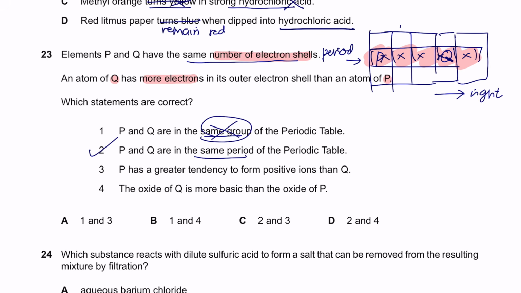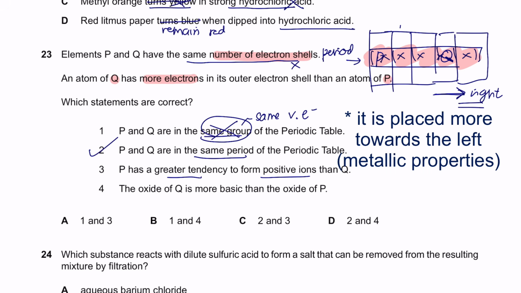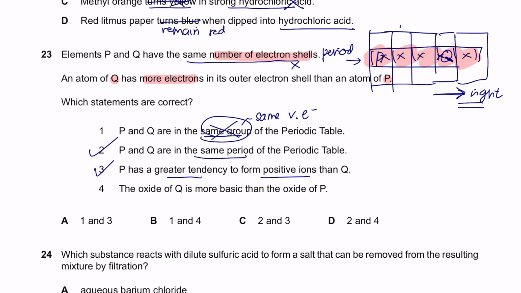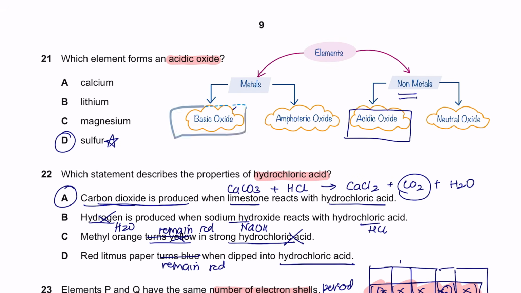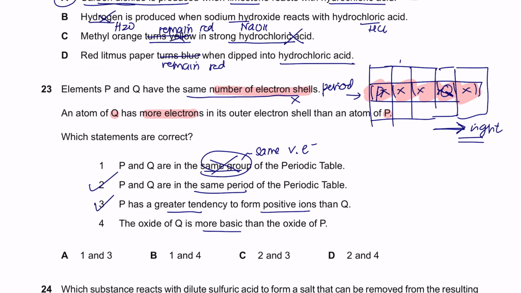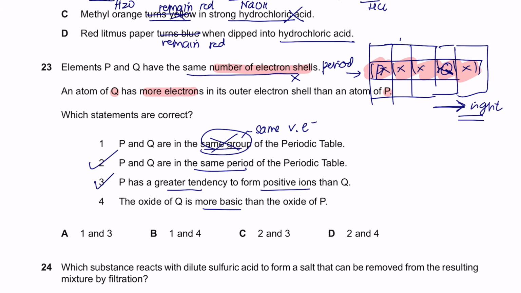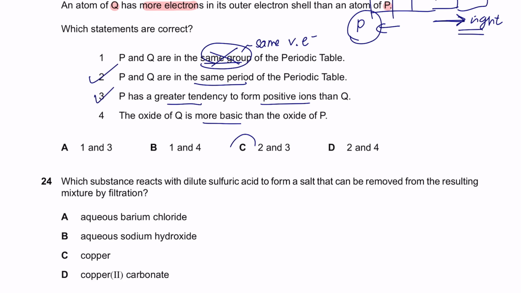If they are in the same group, then they will have the same valence electrons but a different number of shells. Next, P has a greater tendency to form positive ion. This is correct as Q is placed more towards the right. The oxide of Q is more basic than the oxide of P. Basic oxide is made from metal, so this is wrong because the oxide of P will be more basic than the oxide of Q. So the answer is C.